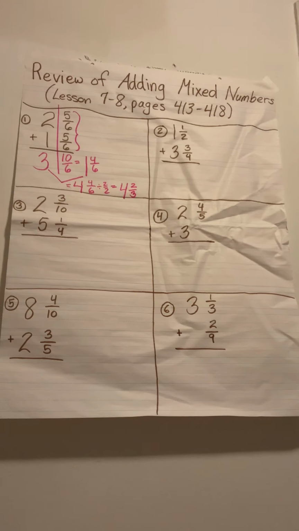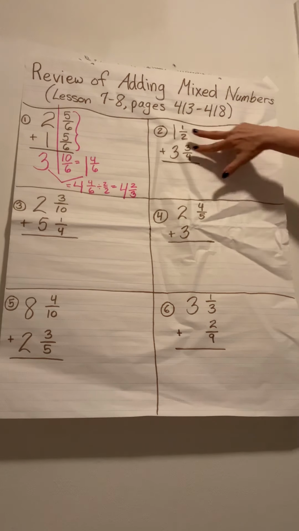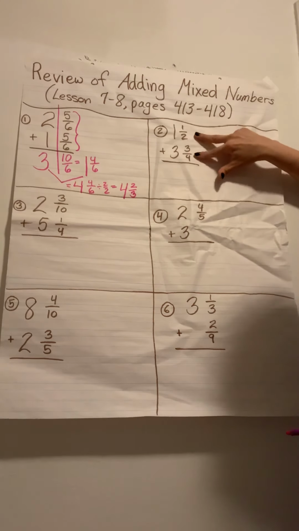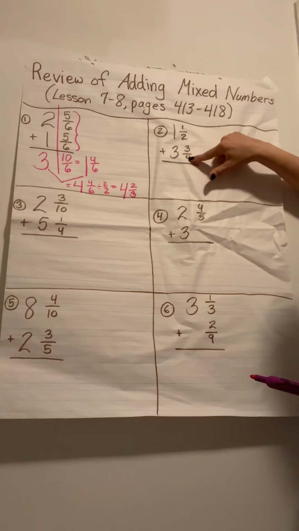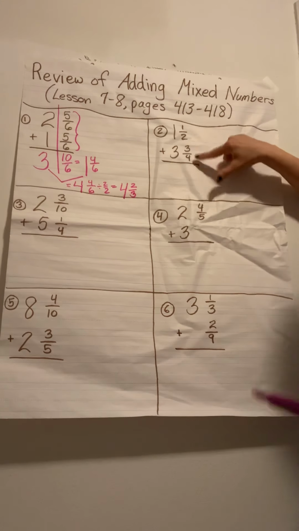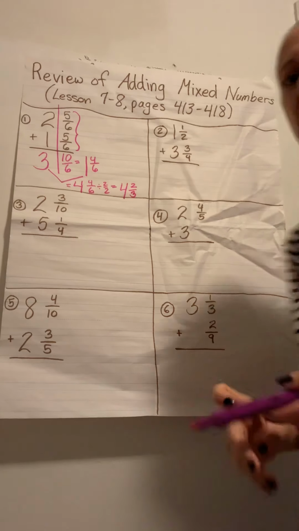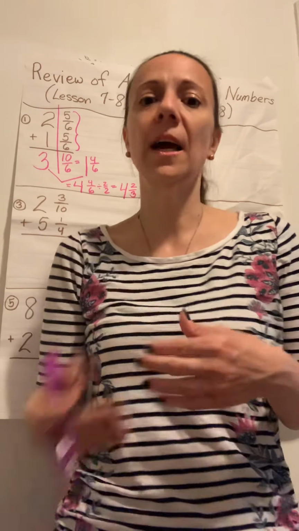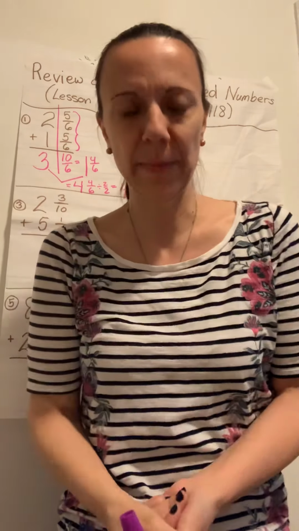All right, now if we look at number 2, we see an example of a more complicated type of adding mixed numbers because I check right away here and I see that my denominators are not the same. That means before I can add anything, I need to get common denominators.